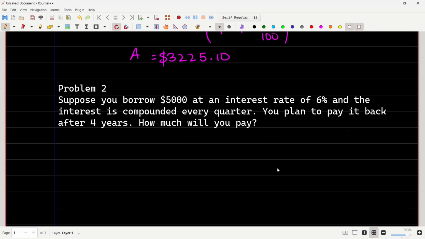Let's try another problem. This is the next problem. Let's first identify the things that we need to take note of. So we have our principal, we have our interest, we have the compounding period, which is every quarter, and then we have 4 years that we're looking at as the total time.